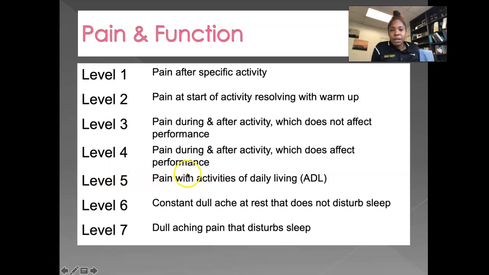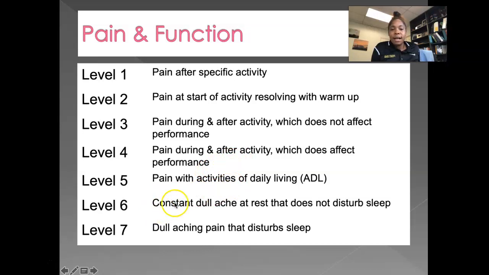Level 5 is a patient who has pain with activities of daily living. So that's walking, that's sitting, that could be driving a car. It just depends on what their activities of daily living are. So it's not even like activity is exacerbating it. The low level activities are exacerbating it, right? Then you have your level 6 and your level 7.